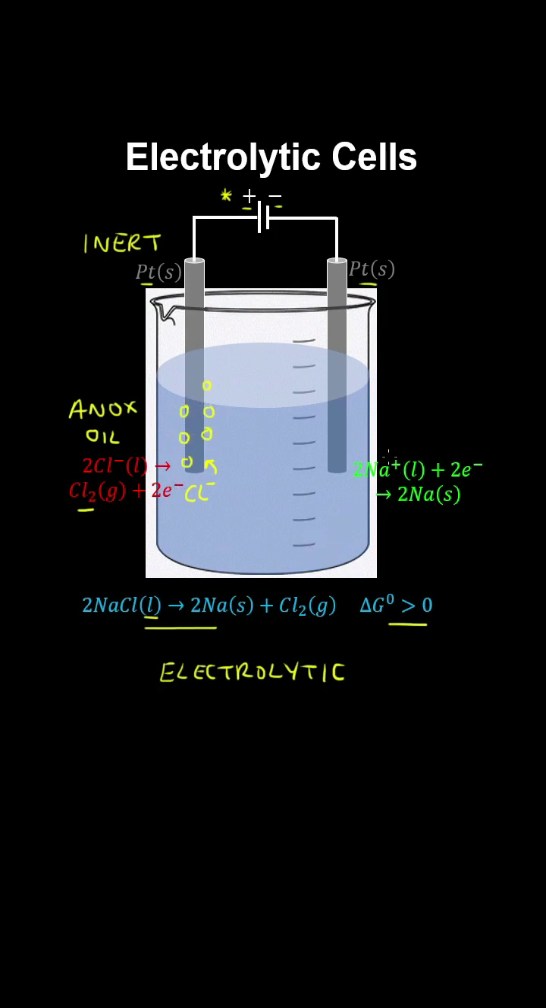And sodium cations get reduced at the cathode. So you get reduction at the cathode, and reduction means a gain of electrons. So here you have the sodium ions, which are attracted to the negatively charged cathode, and turn into sodium and plate onto the cathode.